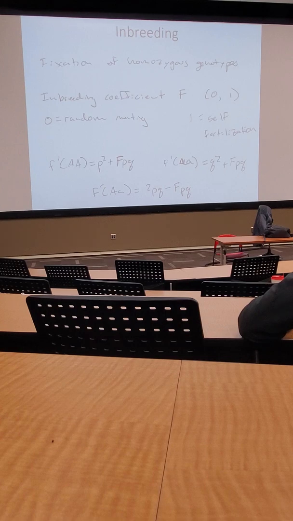Inbreeding fixes. It's going to increase the frequency of homozygotes. It's going to decrease the frequency of heterozygotes. So that's why you see the minus FPQ in the heterozygote equation. So that's how we've defined inbreeding, and it shows up in these equations. If you took the equations we were using for Hardy-Weinberg equilibrium and put in F, this is what you get. If you took a binomial system that expanded it, this is what happens.